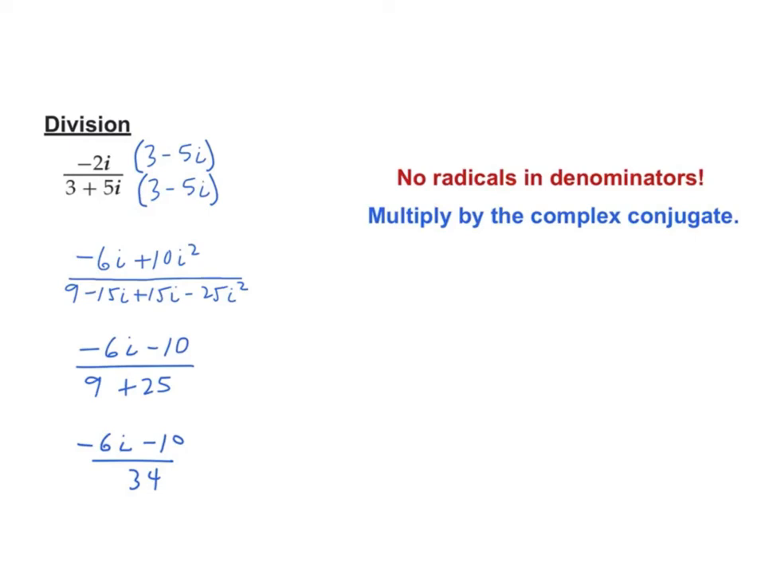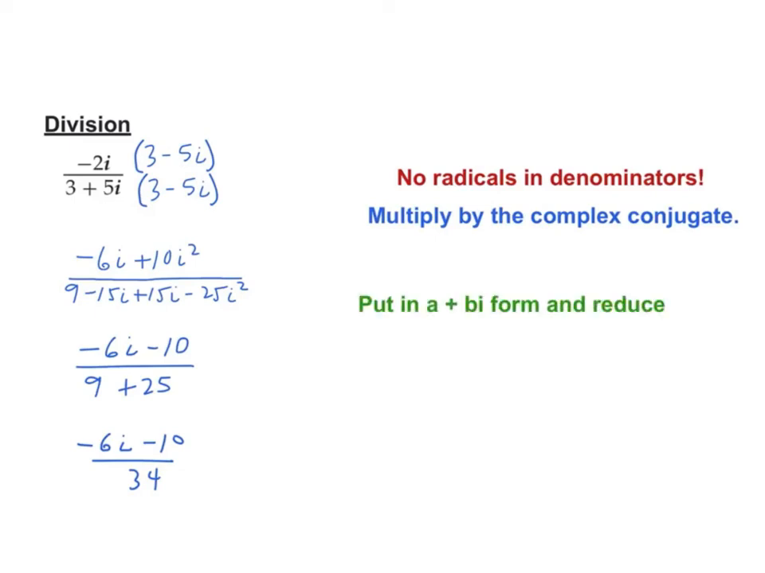You're going to want to put these answers in a plus bi form. This is not a plus bi form. I need to have a real number part and an imaginary number part. And here's how we separate when we have a fraction. Essentially we take the top and put it over the bottom, and we split the top up. So this first term, negative 6i, will go over 34. The second term, the minus 10, will go over 34, and that's how I can separate them into two fractions.